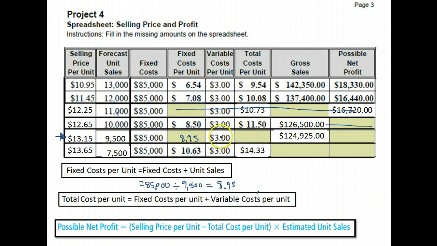Next, we're asked for the total cost per unit. Well, total cost per unit is your fixed cost per unit, which we just found to be $8.95, plus your variable cost per unit, which it says is $3. Okay, that gives us our total cost per unit of $11.95.